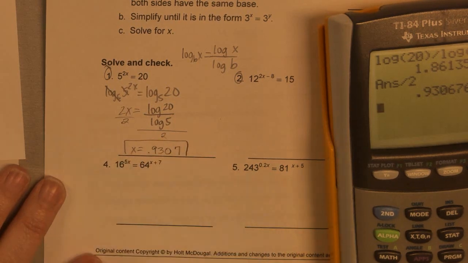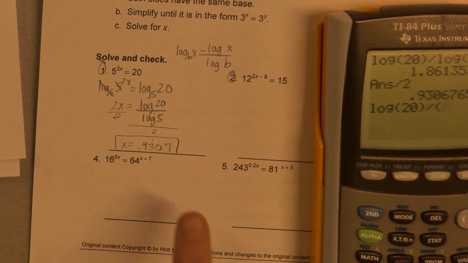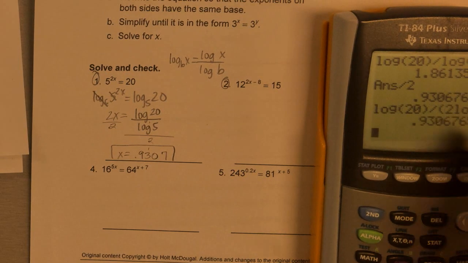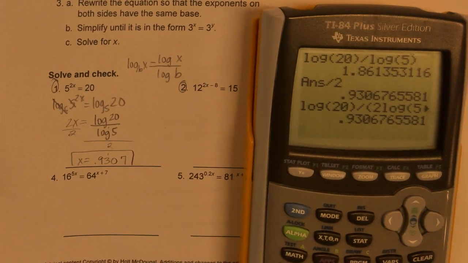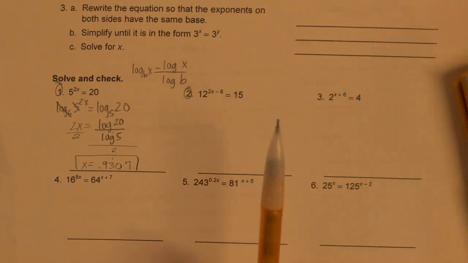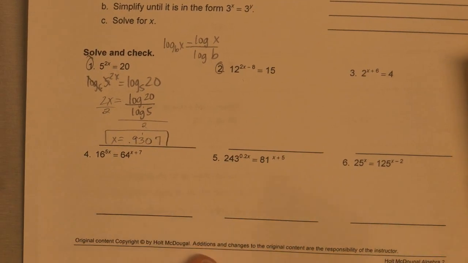Okay, so divide by 2, and then if you're rounding to 4 places, it would be 9307 if you rounded. If you do these two at the same time, you'd have to do the log of 20 divided by, and then put in the parentheses 2 log of 5, so that's the only reason I would recommend doing it in the 2 steps. Okay? And then number 2 is the same process, except you have to add 8 and then divide by 2. Okay, what's another one?